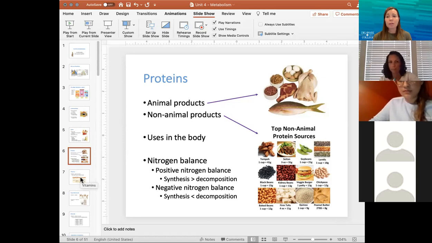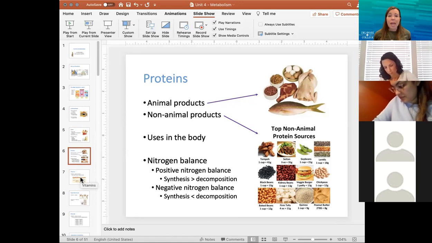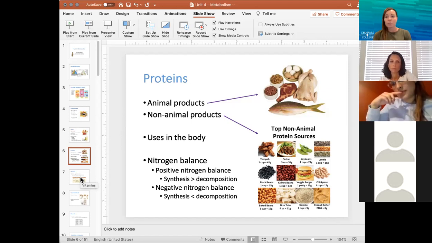Okay, one more thing related to proteins. All the amino acids contain nitrogen. So all proteins, because they're made up of amino acids, contain nitrogen. The major nitrogen that's found in your body is found in these proteins. So there is a nitrogen balance that your body seeks to maintain. You don't want to have too much, you don't want to have too little.